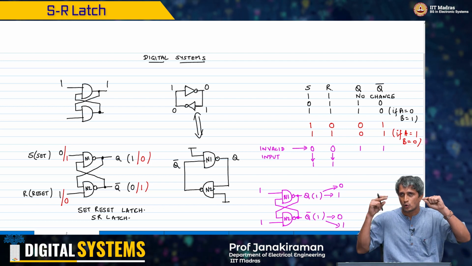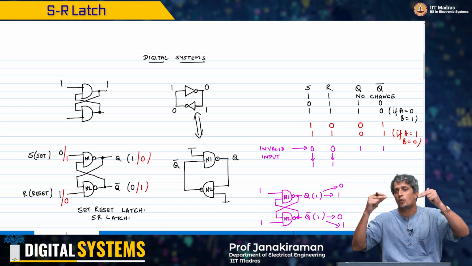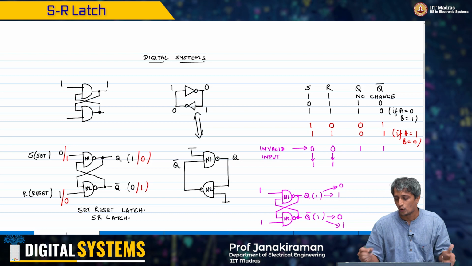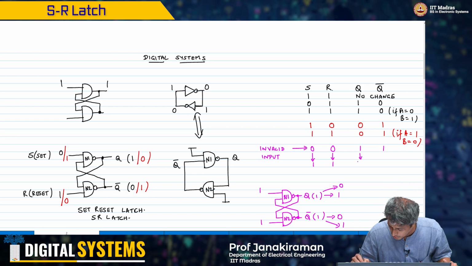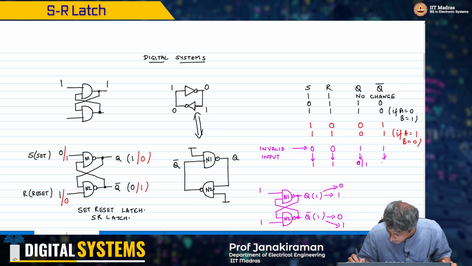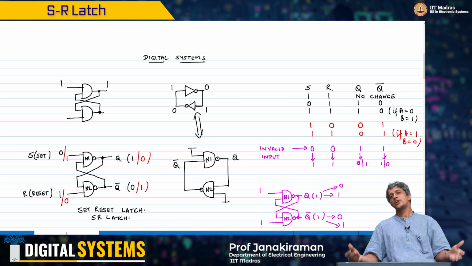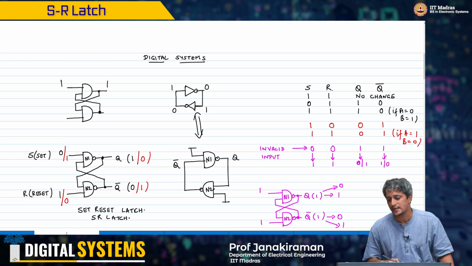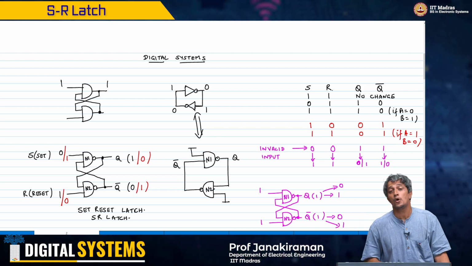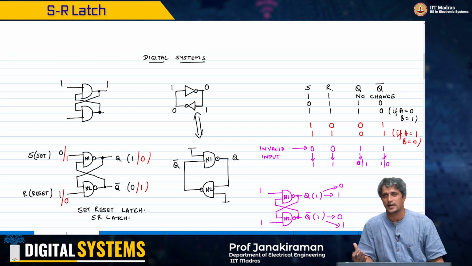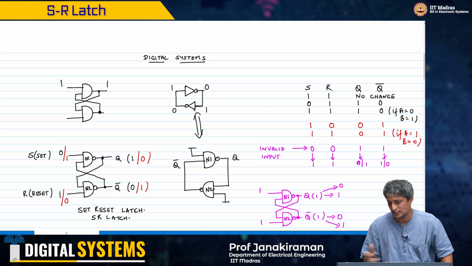But when you go from 0, 0 input to 1, 1 input condition, the output Q and Q bar can go to a random state. So this can be 0, 1 or this can be 1, 0. That's the issue, right? And this is really not in our control, and that is the reason the 0, 0 is considered an invalid state for this SR latch.